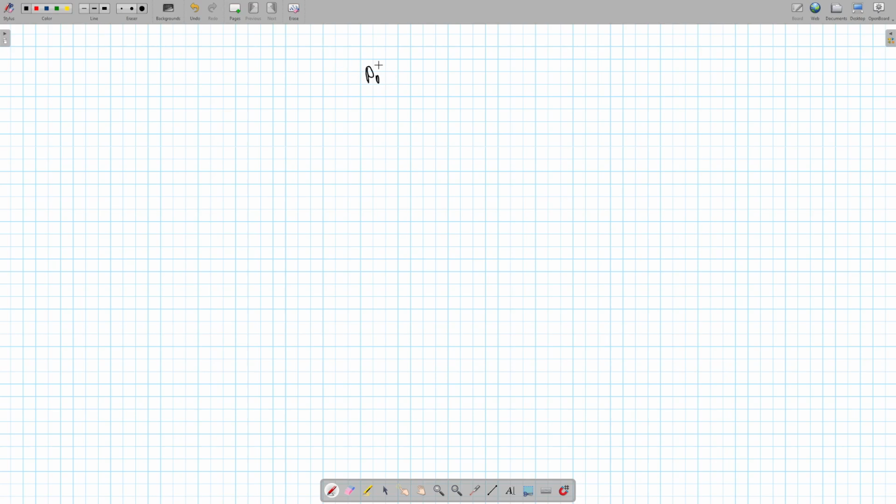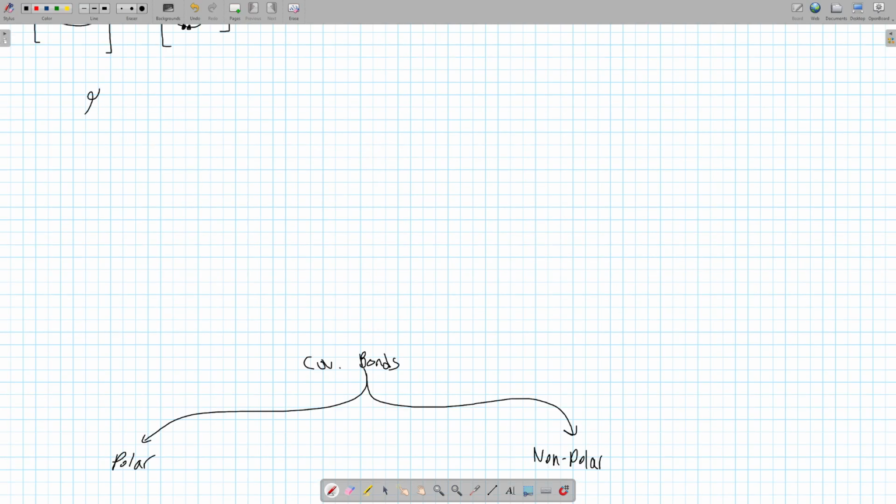Bonds can be polar or non-polar. I'm going to write it like this: covalent bonds, right? They can be polar or non-polar. This comes from the concept called electronegativity. Okay, electronegativity, it's from God. He created some atoms with higher electronegativity than others. That's just how it works. Fluorine, for example, is the most electronegative.